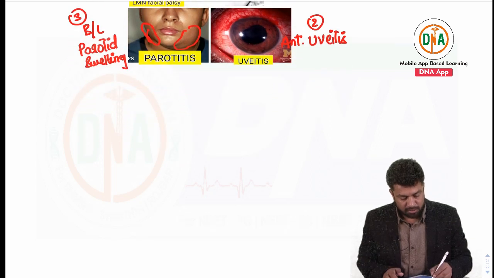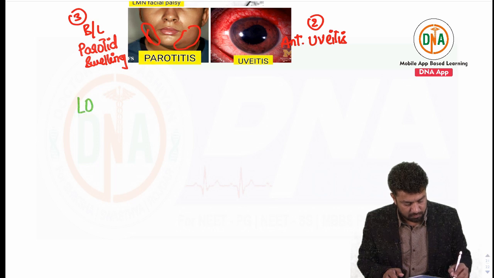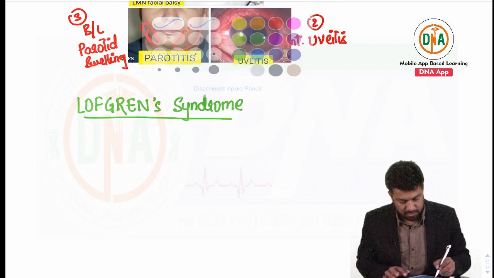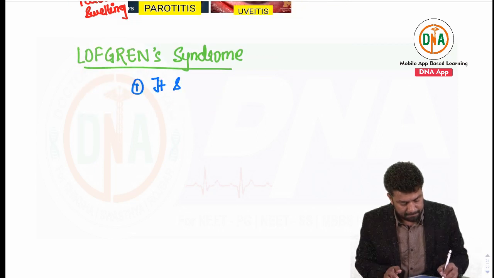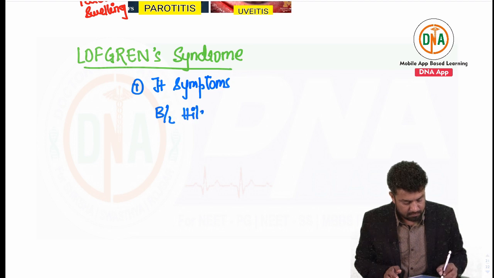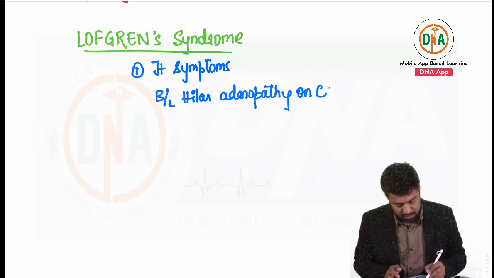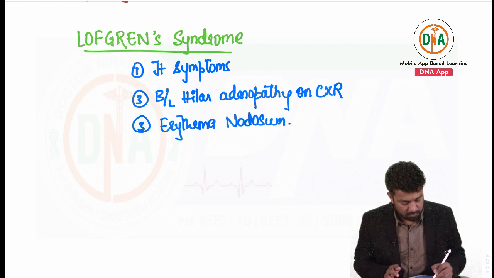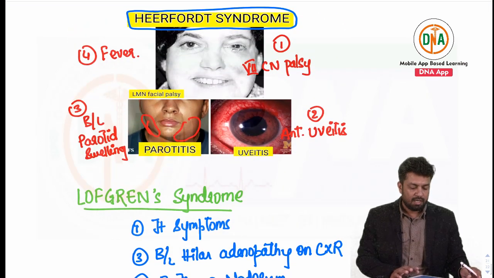Apart from the Heerfordt syndrome, the patient can also have one more syndrome called Lofgren syndrome. What is Lofgren syndrome, guys? Number 1, joint symptoms. Number 2, bilateral hilar adenopathy on chest X-ray. And lastly, the erythema nodosum. This is called Lofgren syndrome. So the two important syndromes seen in patients of sarcoidosis are the Heerfordt syndrome and the Lofgren syndrome.